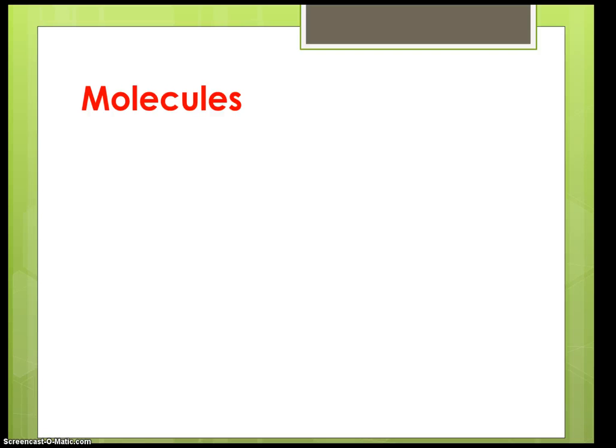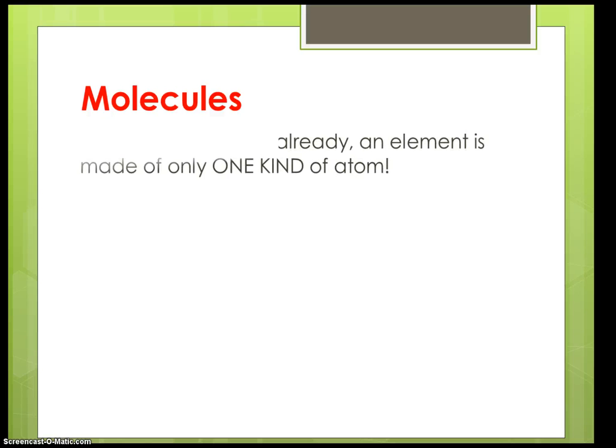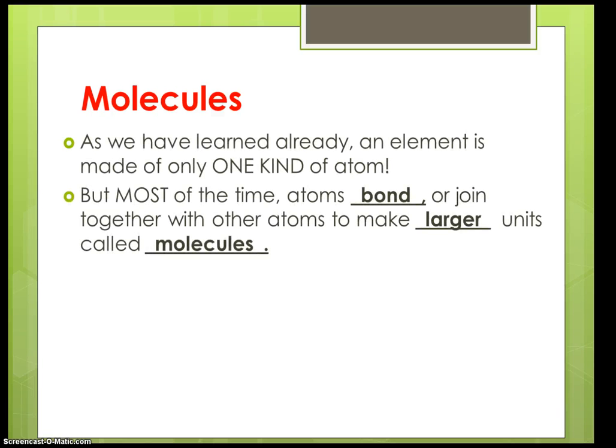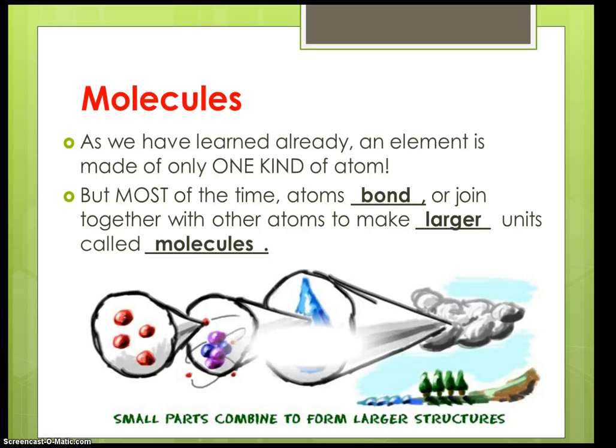Okay, so as we have already learned, an element is made of only one kind of atom. However, most of the time, atoms like to bond. That means they like to join together with other atoms to make larger units called molecules. So as you can see in this diagram below, these are going to be your elements. They're going to bond together to make molecules. And when molecules all bond together, they make larger things. So this is, for example, how we get water. So we have hydrogen and oxygen that bond together, and when lots of molecules of water bond together, you get a droplet of water.